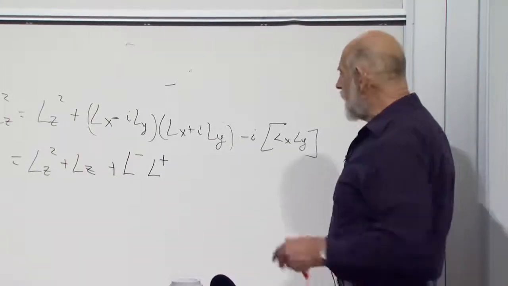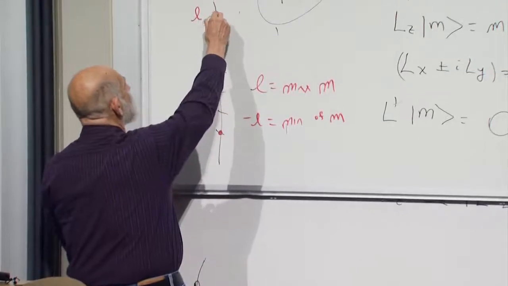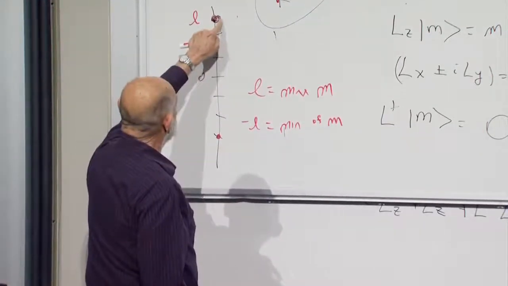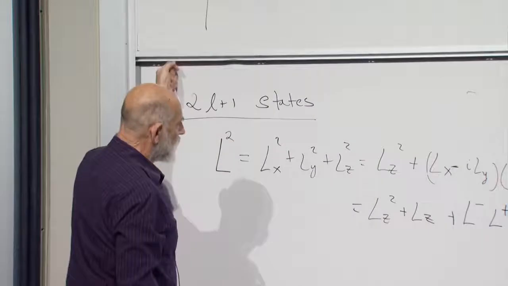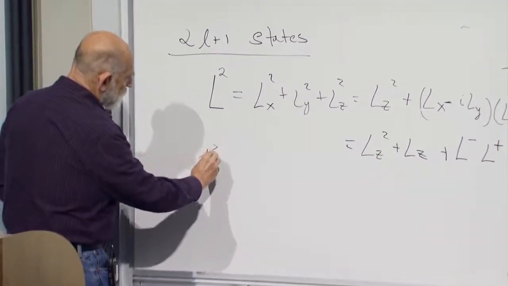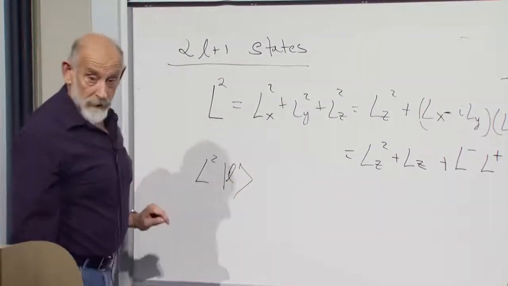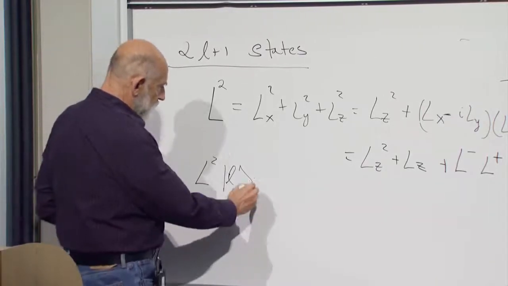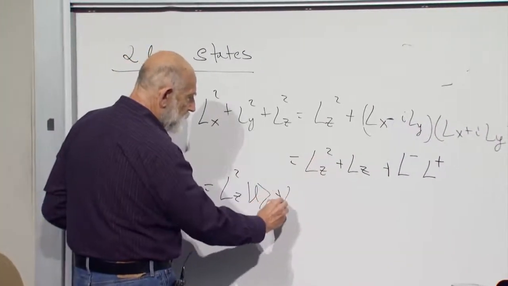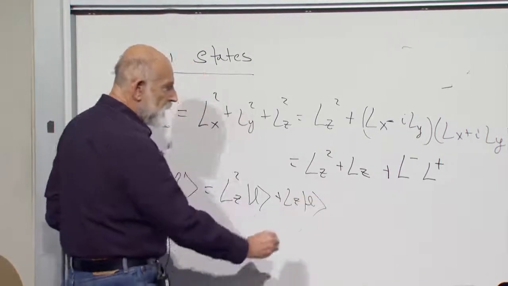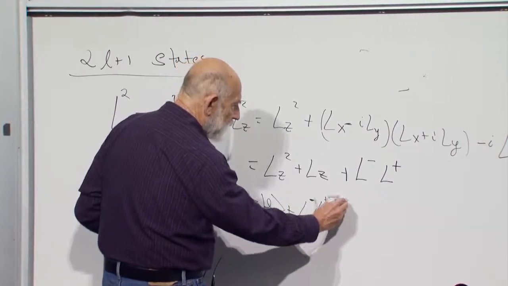Now let's take this operator and apply it to the maximum, highest M state, M equals l. So let's take this L squared on |l>. |l> is the highest state there, okay? What do we get? We get Lz squared on |l> plus Lz times |l> plus L minus L plus times |l>.